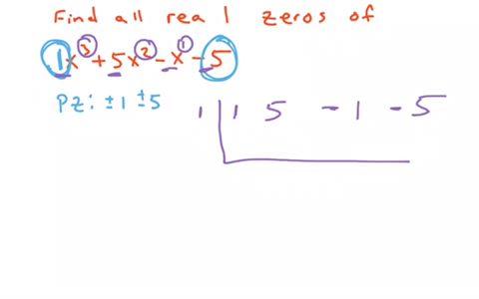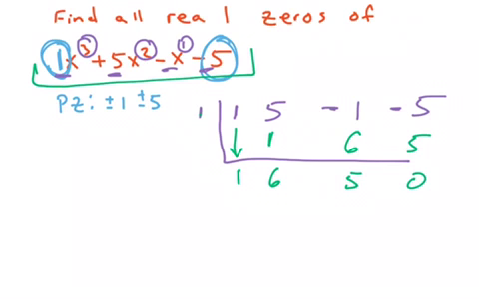So from here, how does this work? Well, you bring the first one down, so that's 1, and then we multiply. So 1 times 1 is going to give me 1. We get 6. 1 times 6 is 6. I'm going to get 5. 1 times 5 is 5. And you subtract and you get 0. So what does this do? Well, this is one of the zeros, which means that since it's divisible, what I'm left with is x squared plus 6x plus 5.